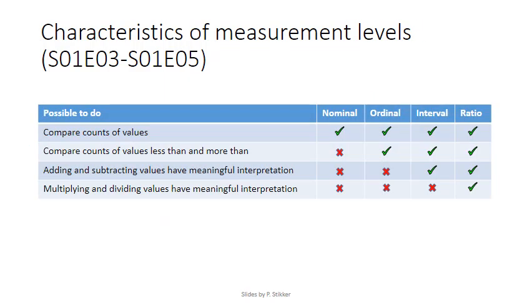Depending on the measurement level, you can perform different things. So for example, at the nominal level, we can only compare counts of values. At ordinal, we can also look at less than or more than statements. With interval, adding and subtracting also becomes an option. And with ratio, we can also multiply and divide.